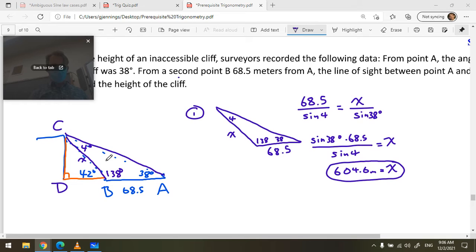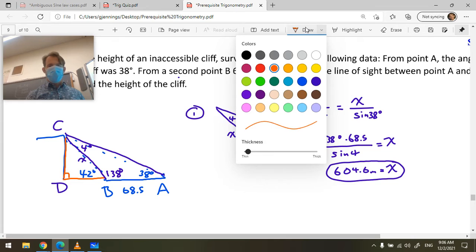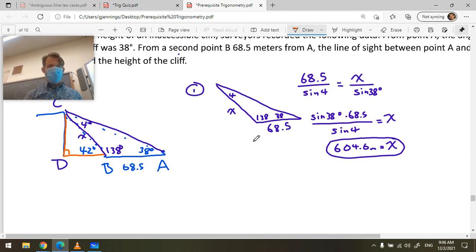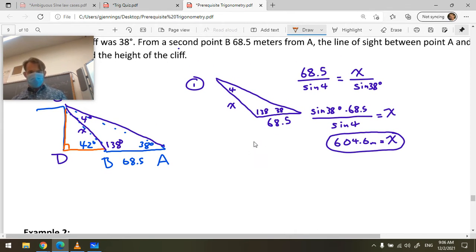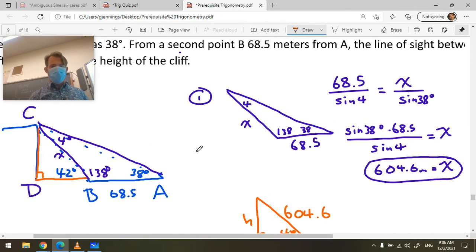Now we're going to take a look at our triangle and redraw another diagram here. I'm going to draw a second triangle, and that's going to give us the thing that we want to solve. So here's triangle CBD. Oh, I didn't notice that I did that. Here's triangle BCD, and it's got a 42-degree angle. It's got a side length now of 604.6. And I want to know the height of the cliff. Call it H.